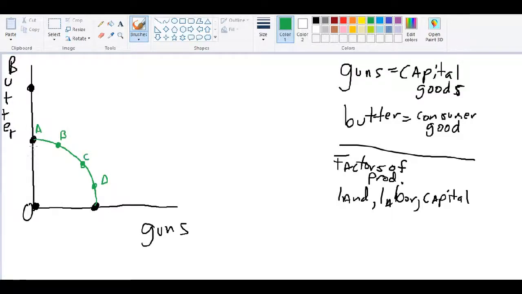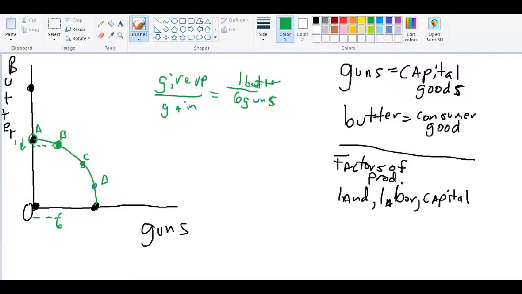And so we might ask a question like, what is the opportunity cost of moving from point A to point B? We would gain this amount. We'll just give it a number, like call it 6 tons of guns. But we would lose this amount here. And so remember, the formula for really figuring that out is what you give up over what you gain. So if this is 1, moving from A to B, you give up 1 butter, but you gain 6 guns. So it's opportunity cost of 1/6 there, and you could use that for comparative advantage sake.